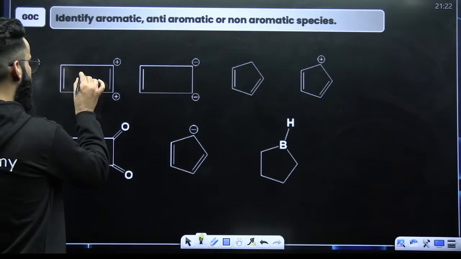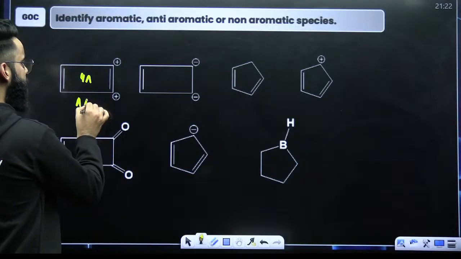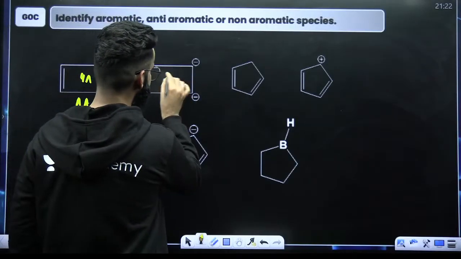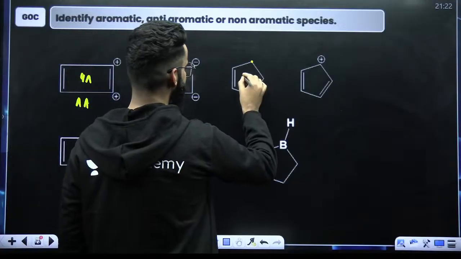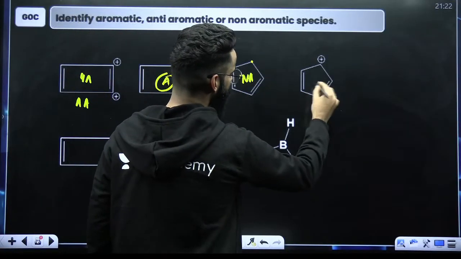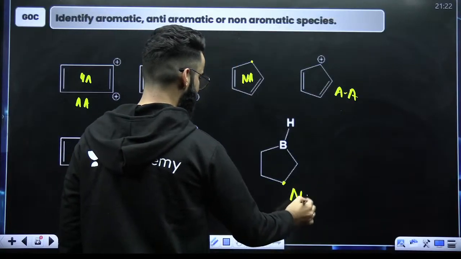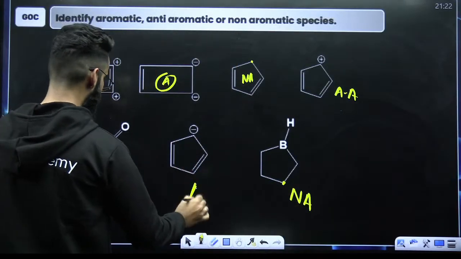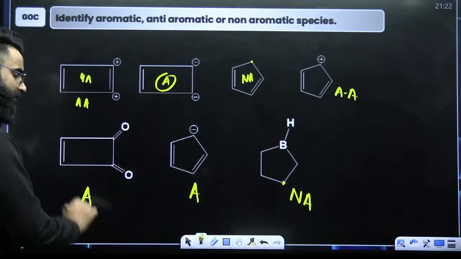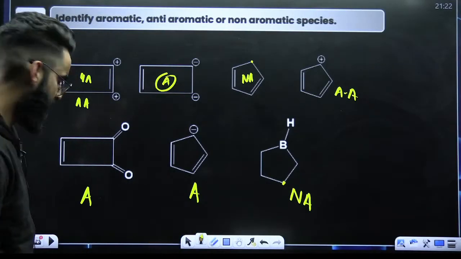Say, 2, 4. 4 pi electrons means anti-aromatic. 2, 4, 6. 6 pi electrons means aromatic. This carbon is sp3 hybridized, so non-aromatic. 2, 4. 4 pi electrons means anti-aromatic, right? sp3, non-aromatic. Perfect. 2, 4, 6, aromatic. Right? 2, 4, 6, aromatic. All clear?